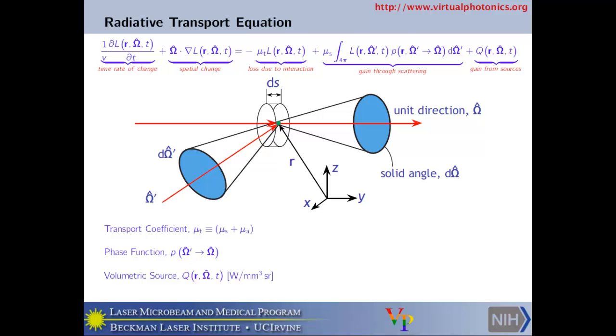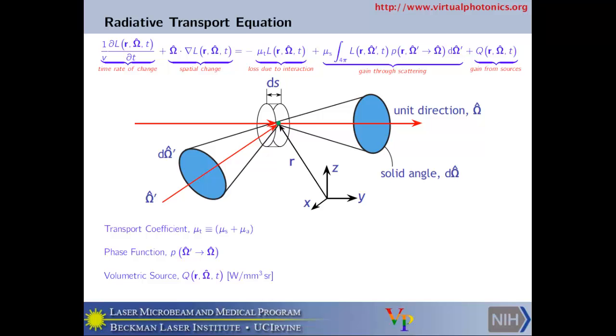So it's lost from direction omega. And then, of course, we can gain light through a scattering event at that location from other directions omega prime. They may interact here based on the local probability of scattering, mu sub s, times the probability that that photon traveling in direction omega prime gets scattered into direction omega.